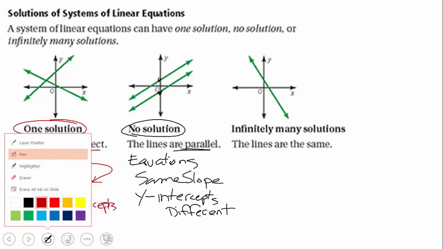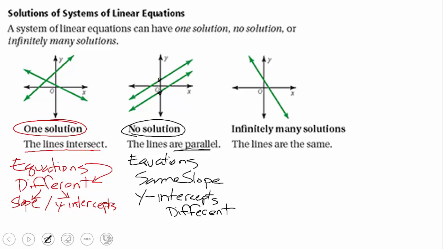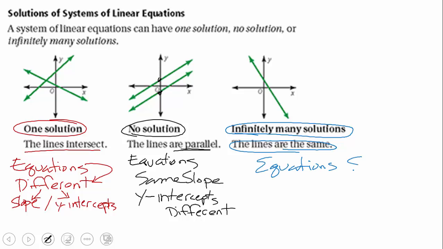Lastly, we have a graph where they end up being the same line. There's two lines on this graph, but they're the same line. So we would have infinitely many solutions. In other words, the equations are the same. We have the same slope. We have the same y-intercepts. We have the same equation.